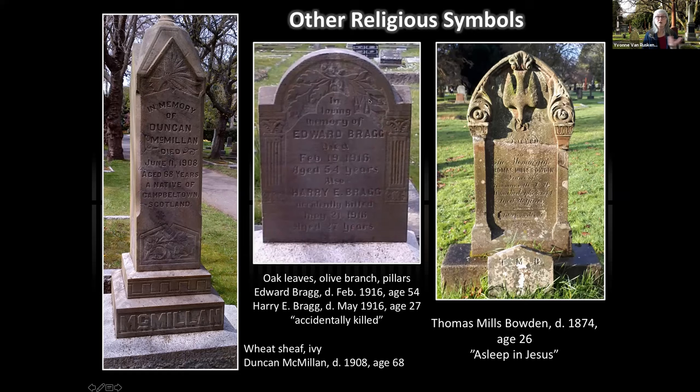Olive branch, of course, in very many different situations represents peace and can also represent healing, faith. And we have lovely pillars here, and that's the gate to heaven. They're entering heaven. You'll see that Harry Bragg here was accidentally killed at the age of 27 in 1916. Well, I think today we would probably say accidentally died, since we tend to use the term killed more when there's some kind of agency.